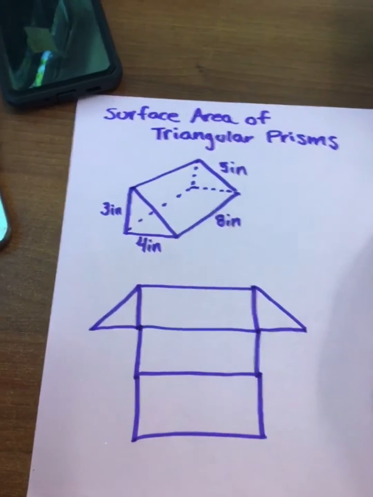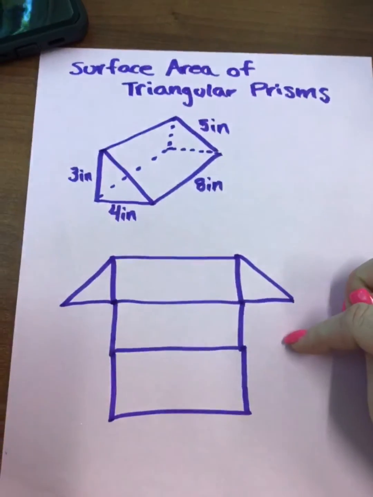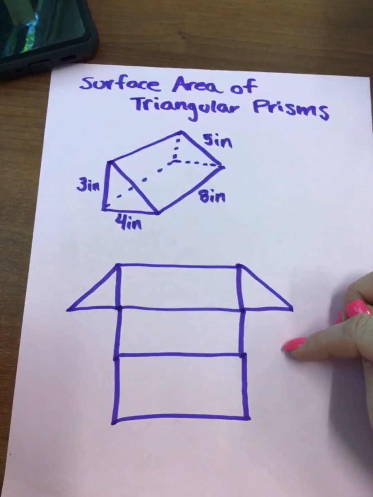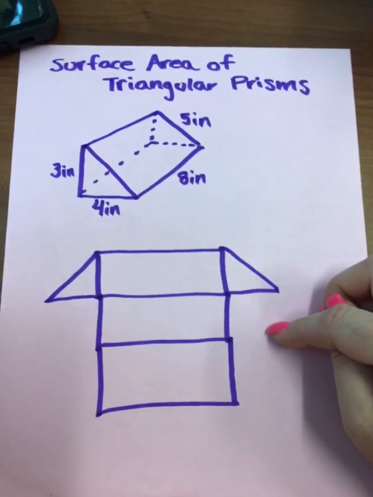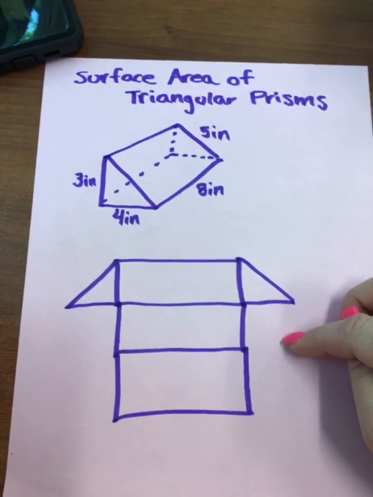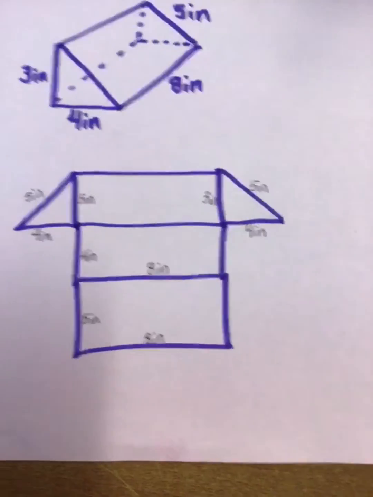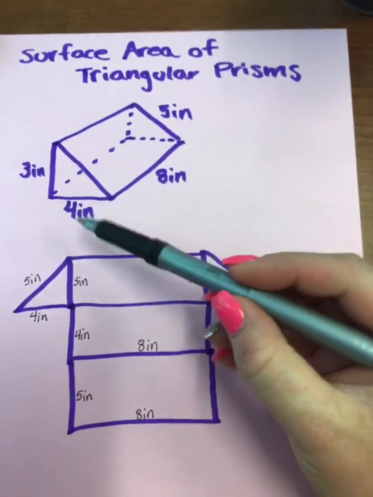So the first thing we need to do is take our triangle and unfold it. And when we unfold the three-dimensional shape, we turn it into the net. This is the net of the triangular prism. So we're going to go ahead and label this net so that we can find the area of each of the shapes.